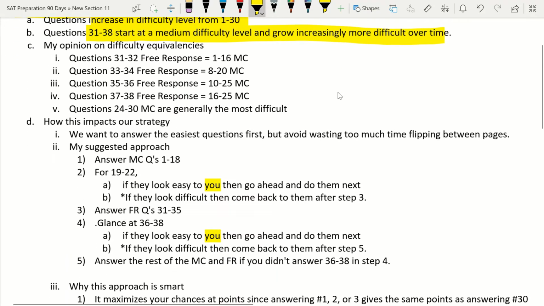So my opinion on the equivalencies, multiple choice 1 through 16, I believe is equal to questions 31 to 32 on the free response, 33 to 34 free response, 8 to 20 on multiple choice, 35 to 36 free response, 10 to 25 multiple choice, so 37 to 38 on the free response are going to be 16 to 25 multiple choice. Once again, we have the last part of the multiple choice being the most difficult of the test, and that's going to be questions 24 to 30 in my opinion.